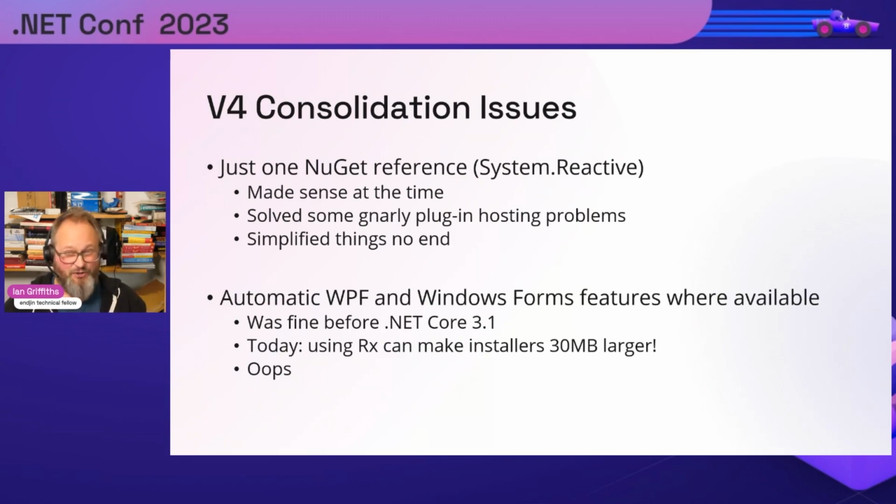It actually happened to solve a slightly obscure but really important bug that would afflict certain kinds of plugin scenarios. So it solved some stuff under the covers, and it was just simpler. And it worked great at the time. But at the time they did this, WPF and Windows Forms were only available on the .NET Framework. And this consolidation all went a bit wrong once .NET Core 3.1 added the ability to use WPF and Windows Forms in the .NET Core world. So this is kind of what causes the 30 megabyte growth.